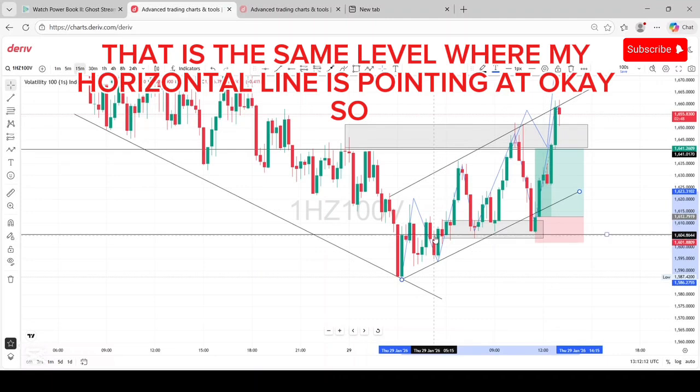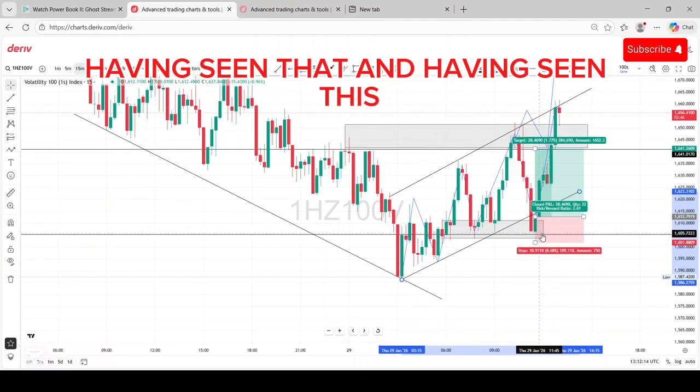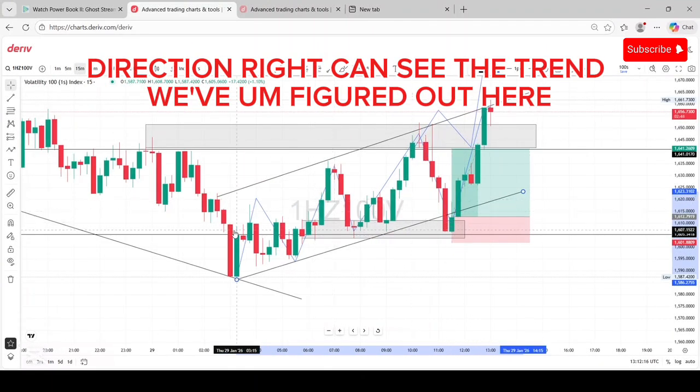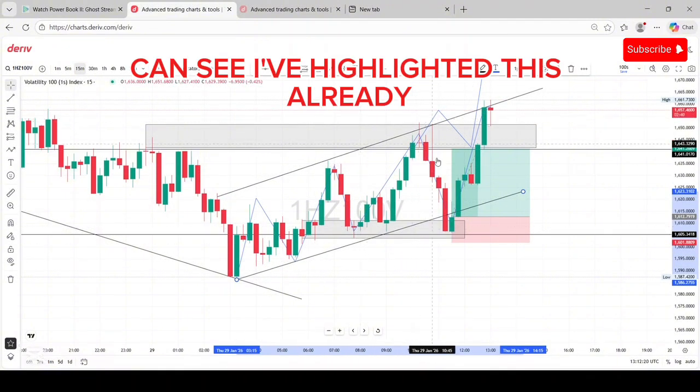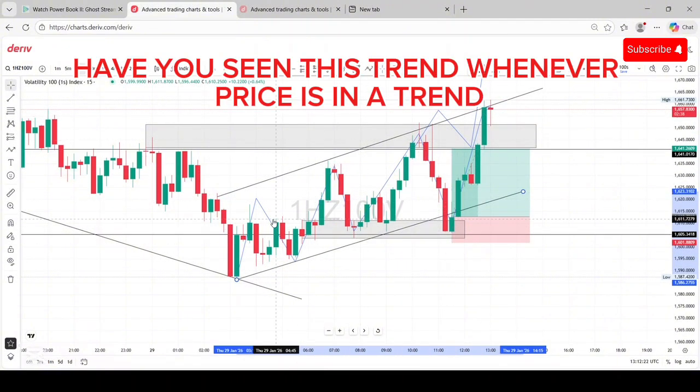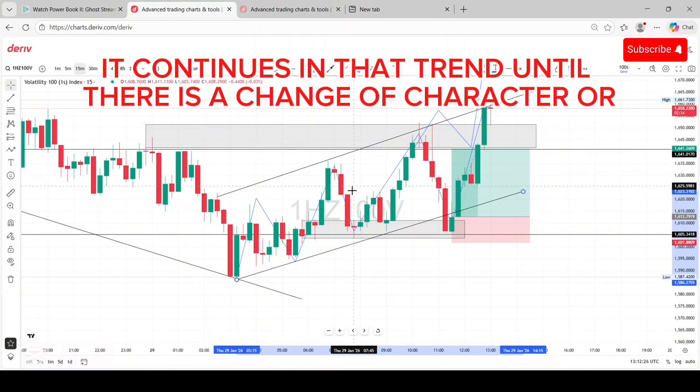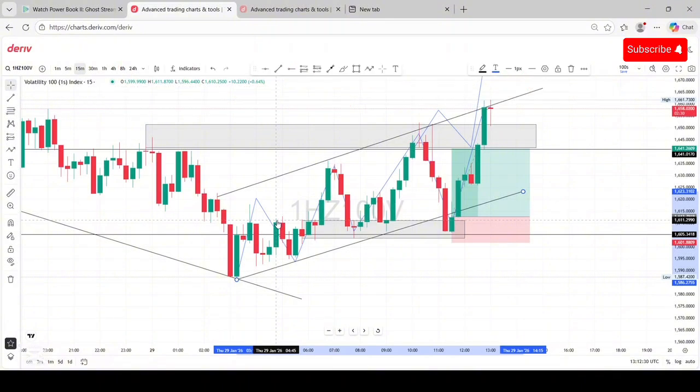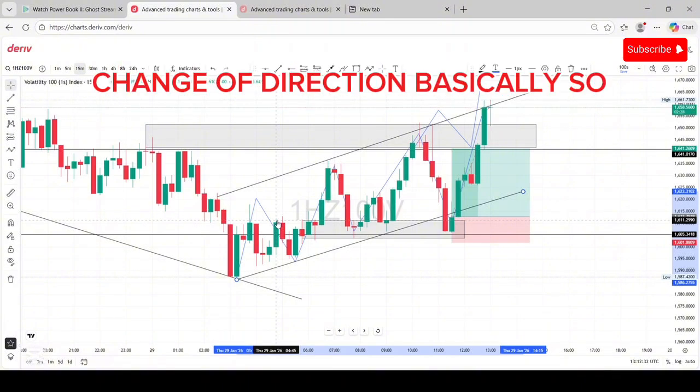Okay, so having seen that and having seen this direction, right, you can see the trend we've figured out here. You can see I've highlighted this already. Having seen this trend, whenever price is in a trend, it continues in that trend until there is a change of character or change of direction, basically.